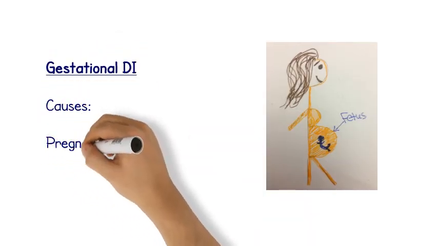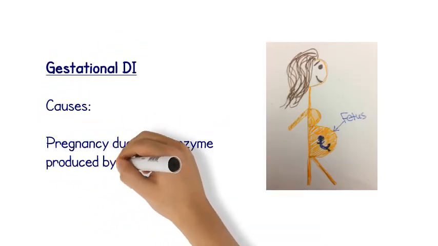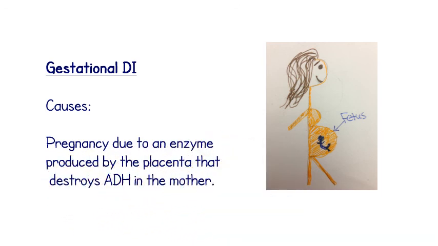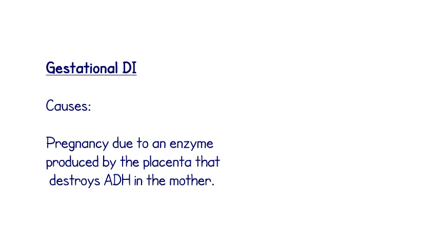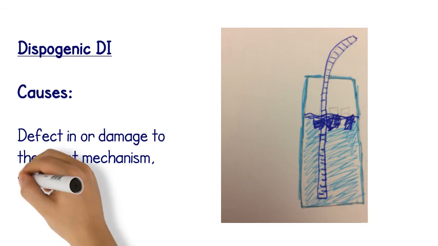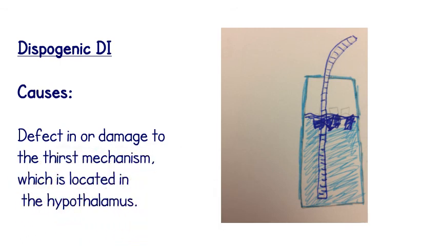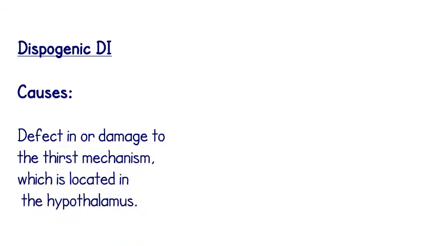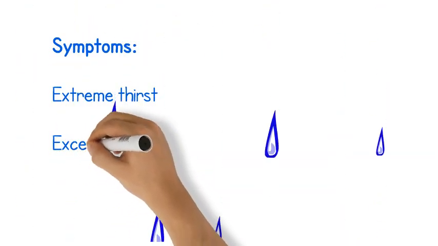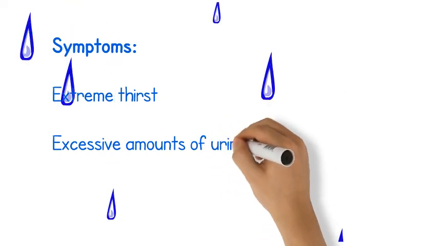Gestational diabetes insipidus only occurs during pregnancy due to an enzyme produced by the placenta that destroys ADH in the mother. Dipsogenic diabetes insipidus is a defect or damage to the thirst mechanism in the hypothalamus. The symptoms of diabetes insipidus are extreme thirst and excessive amounts of urination.